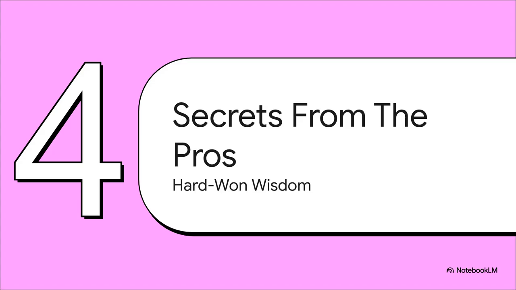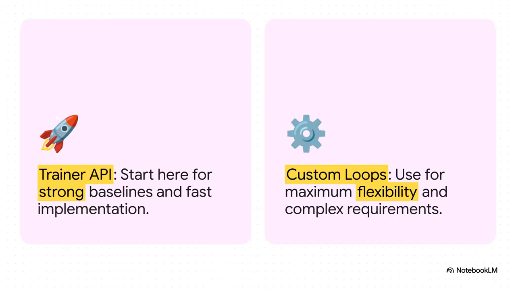Okay, you've got your map, you've got your two paths. Now let me share a few secrets from the pros, just some hard-won wisdom that's going to save you a ton of time and headaches as you start building for real. Okay, this one is huge. I want you to remember this. Always, and I mean always, start with the Trainer API. Why? Because it lets you get a strong, reliable baseline up and running incredibly fast. Before you go and spend hours and hours writing some complex custom training loop, you first need to know what good even looks like for your project. So use the Trainer for speed and for setting that baseline. Only move to a custom loop when you absolutely need that extra flexibility for something really complex.